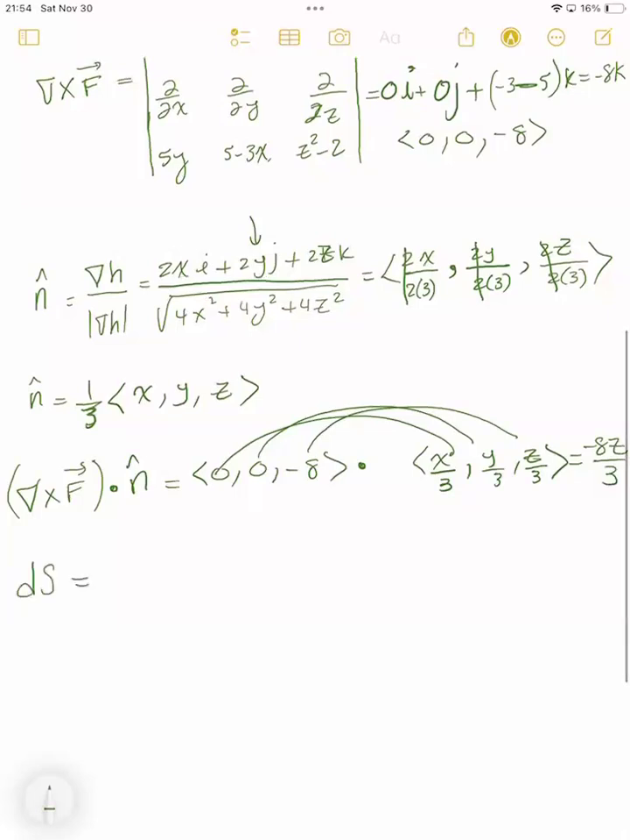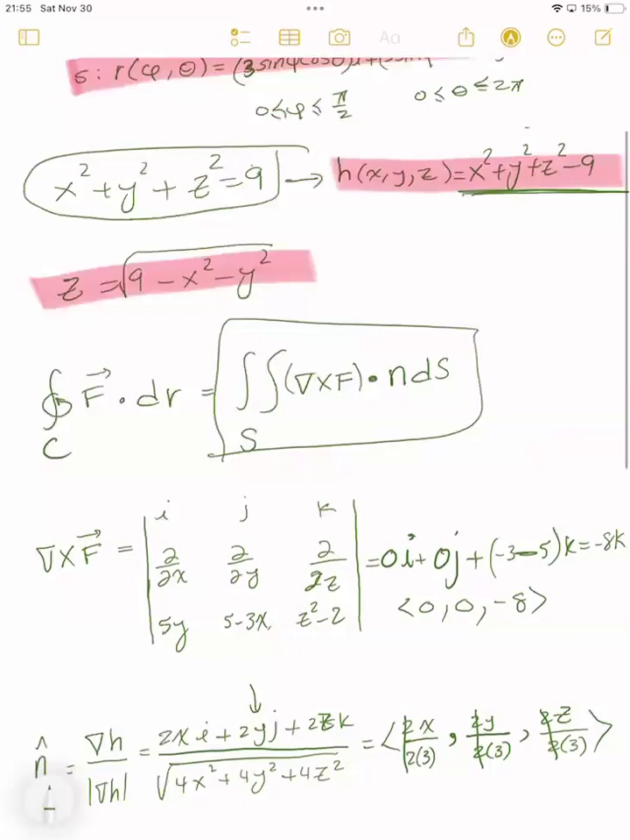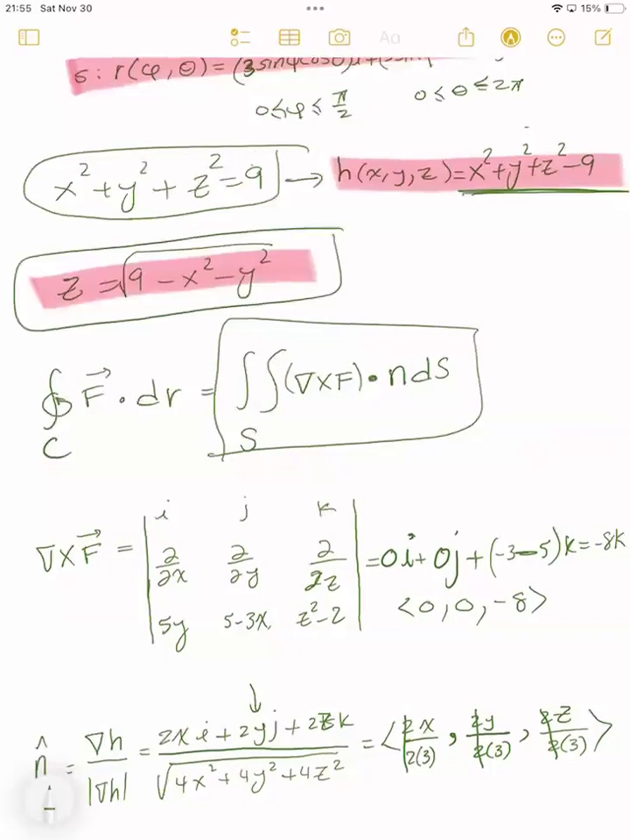To find dS, if we have the explicit form, it would be easier to use this formula. You write it as the square root of 1 plus the partial of z with respect to x to the power 2 plus the partial of z with respect to y to the power 2, dA. So that's how I'm going to find my dS, because I am able to write my surface in explicit form.